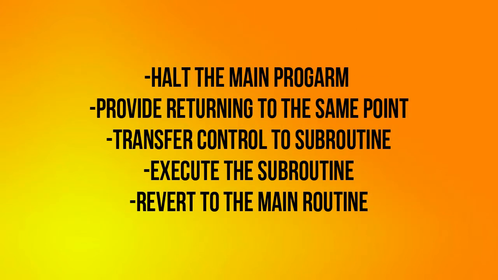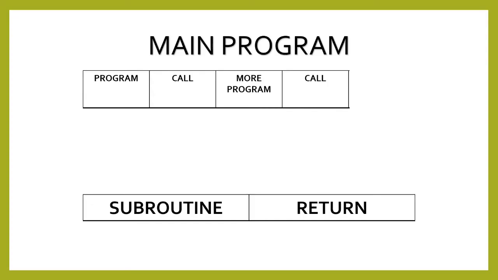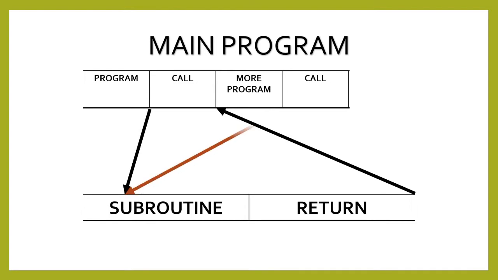A subroutine halts the main program where the execution of the instruction sequence happens. It provides returning to the same point: it transfers control to the subroutine, executes the subroutine, then reverts to the main routine. Whenever a call occurs it goes to the subroutine program. When the subroutine sees the return statement it will go back to the main program. Then more of the program will be executed. Then a call occurs again, then it goes again to the subroutine and goes back to the main program.